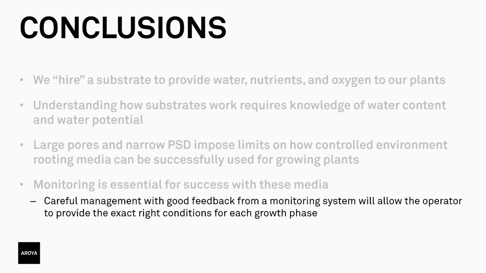We learned that the large pores and narrow pore size distributions of these substrates impose limits on how they can be successfully used. We want to avoid channeling, maximize the uniformity of water distribution, and make sure oxygen supplies are adequate. To manage these substrates correctly, we need to make and display appropriate measurements to give accurate feedback on the consequences of our irrigation decisions. Thank you for being with us today. We hope these ideas will be useful to you in managing irrigation in controlled environment crops.